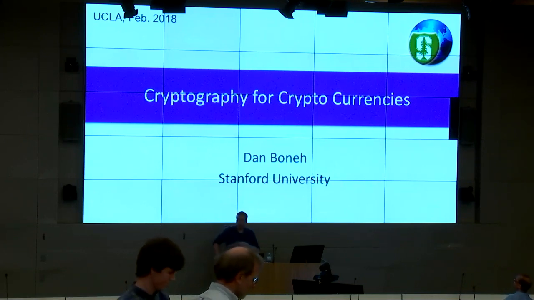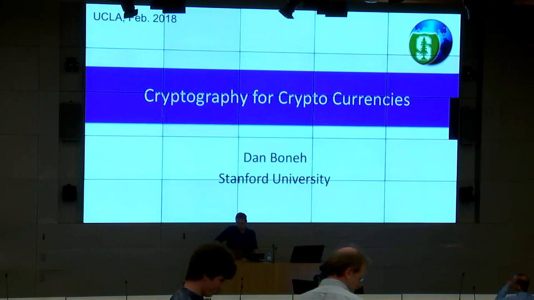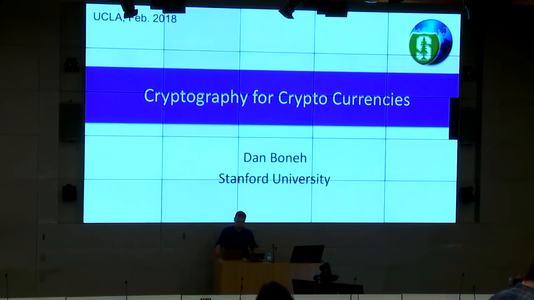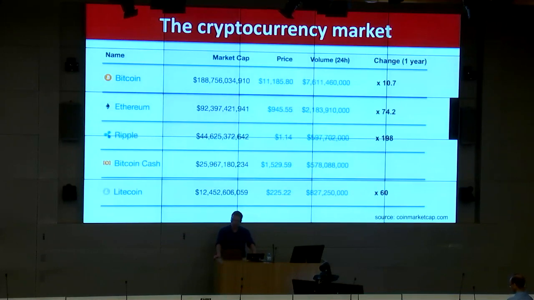So what I wanted to do today is tell you a little bit about this new area that's emerging that's related to cryptocurrencies. In particular, I'll talk about applications of cryptography to cryptocurrencies. I'm sure you've all heard about cryptocurrencies, but just in case you haven't, I wanted to quickly put up this graph. These are the five largest cryptocurrencies on the market today: Bitcoin, Ethereum, Ripple, and Litecoin. Bitcoin Cash, I guess, is a derivative of Bitcoin.